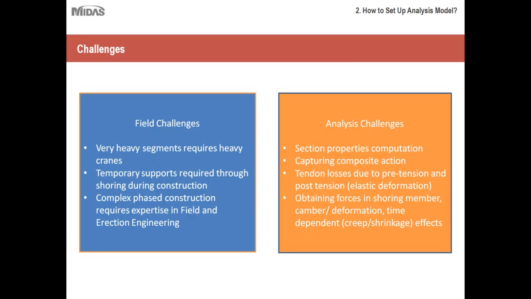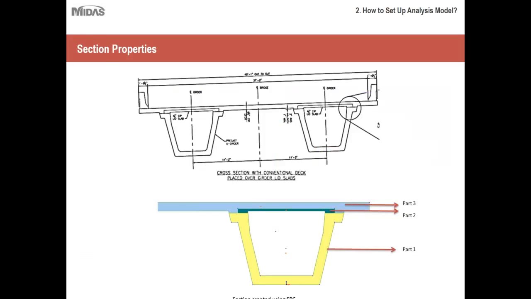Then tendons and tendon losses, because they are precast sections which are pre-tensioned and/or post-tensioned. So there is elastic deformation that you have to consider. You have to consider other types of losses that will occur in the tendons. So that is a critical part of the analysis here. And then obtaining forces and camber deformations, and capturing the time-dependent behavior of the concrete. All these put together create a big analysis problem for the engineer.